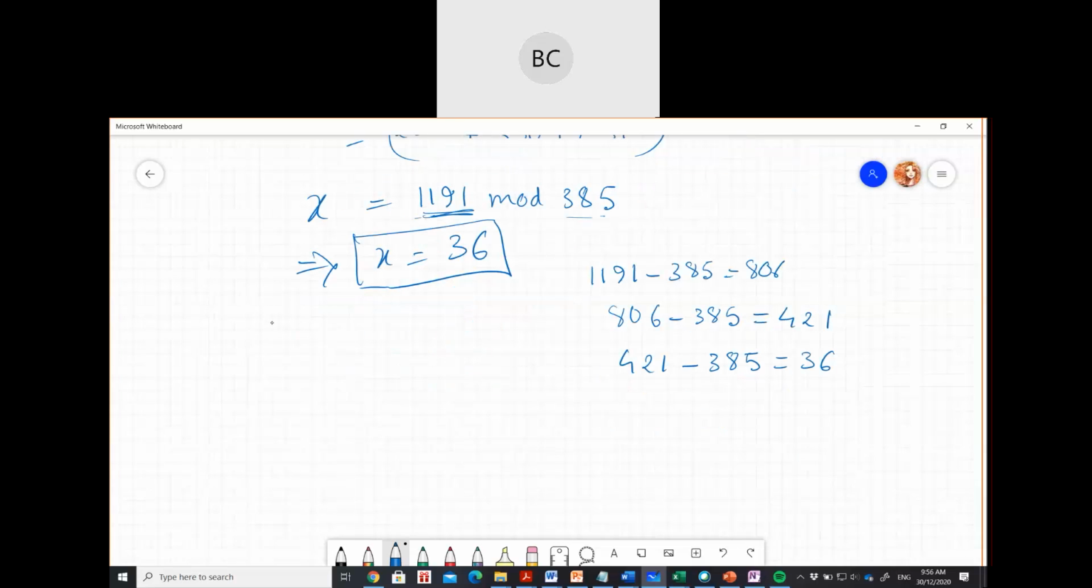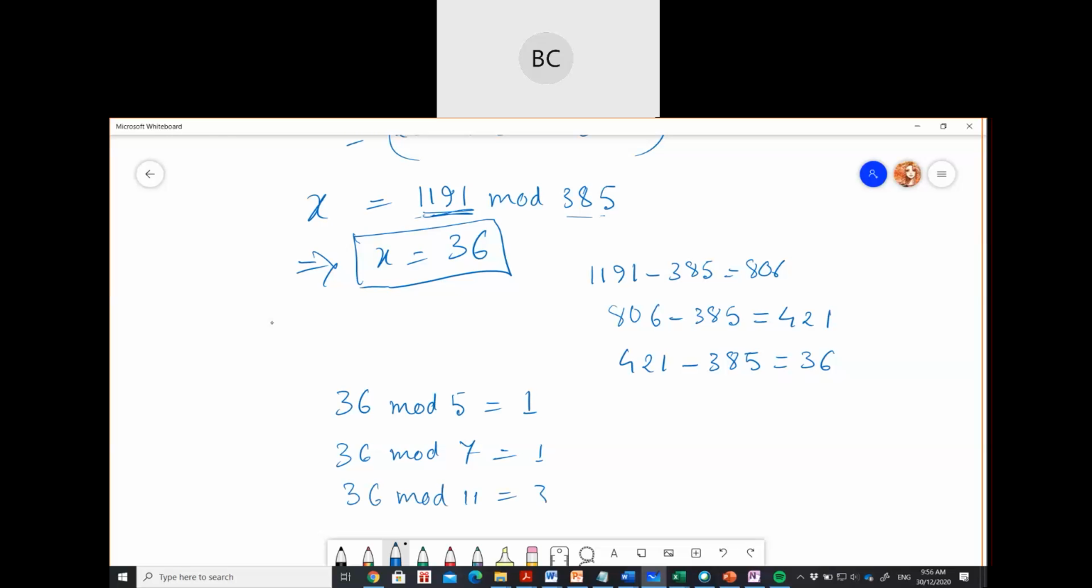Now suppose you just want to verify, you can check whether 36 mod 5 equals 1, correct? Again 36 mod 7 equals 1. 7 into 5 is 35, 36 minus 35 is 1. 36 mod 11 is 3. 11 into 3 is 33, 36 minus 33 is 3. Okay, so this is our unique solution.